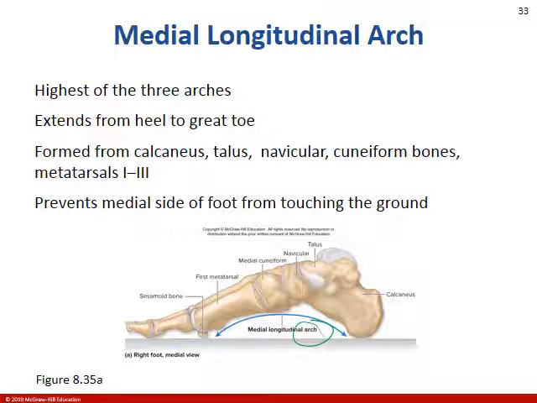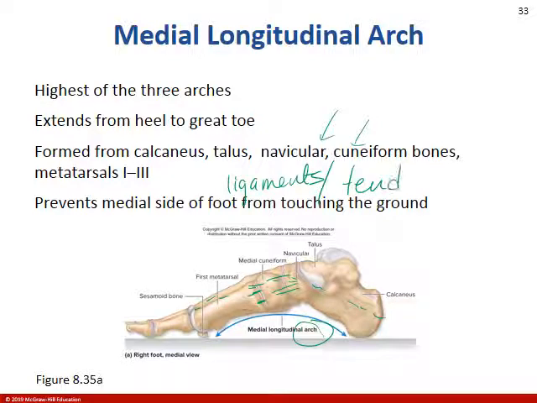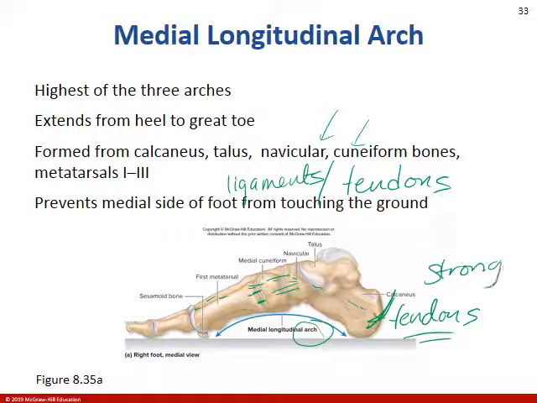I did want to mention the arches. This is the medial arch on the inside, and then on the back side you do have a lateral arch as well. I just wanted you to realize that these are important. They're maintained by the bone structure. They're also maintained by the ligaments, so bone-to-bone ligaments. They're also supported by tendons. So we have tendons that are attached, and whether these tendons are strong or weak is going to depend on what type of arch we have.